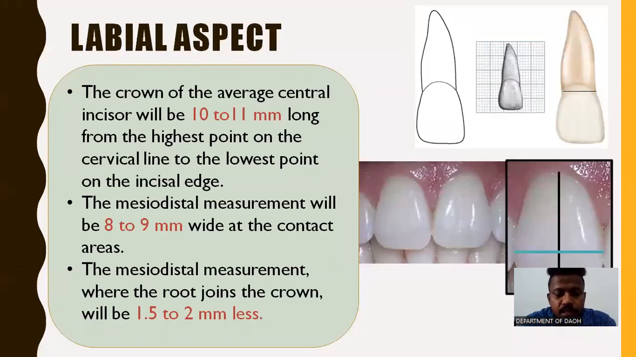The mesiodistal measurement where the root joins the crown will be 1.5 to 2 mm less than the mesiodistal diameter at the contact area. So this is the contact area. You can see this is the contact area. Here the measurement will be 8 to 9 mm, but when going towards the cervical area, there will be a reduction of 1.5 to 2 mm in dimension.